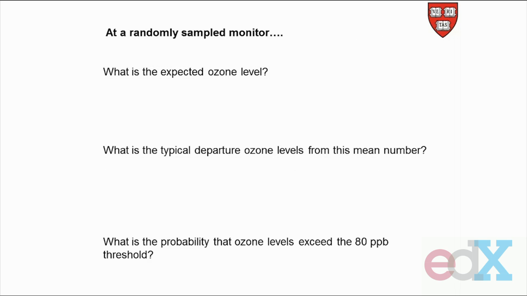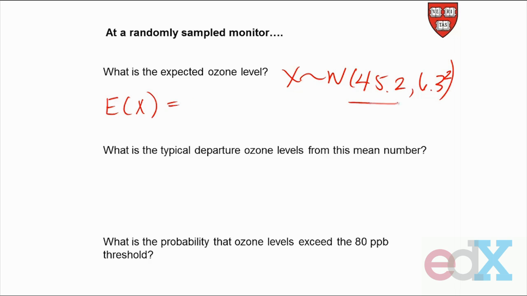squared. So the first question we want to ask is, at a randomly sampled monitor, what is the expected ozone level? So we're interested in the expected value of x. Recall that we know that x is normally distributed with mean equal to 45.2 and standard deviation of 6.3. So we know that the expected value of x is simply equal to the mean, 45.2.